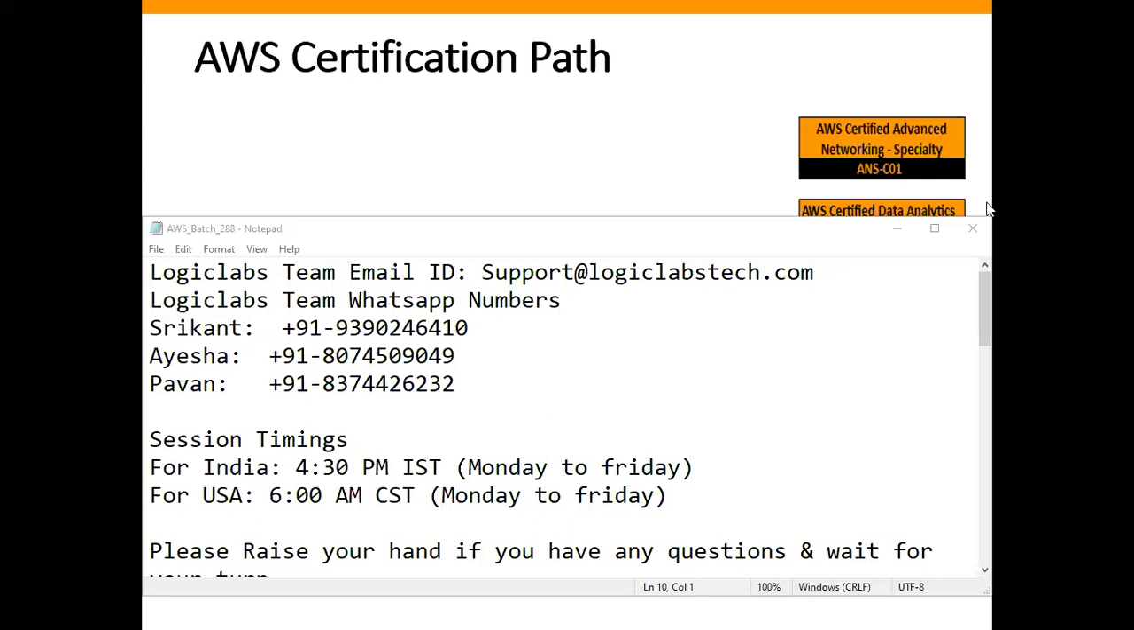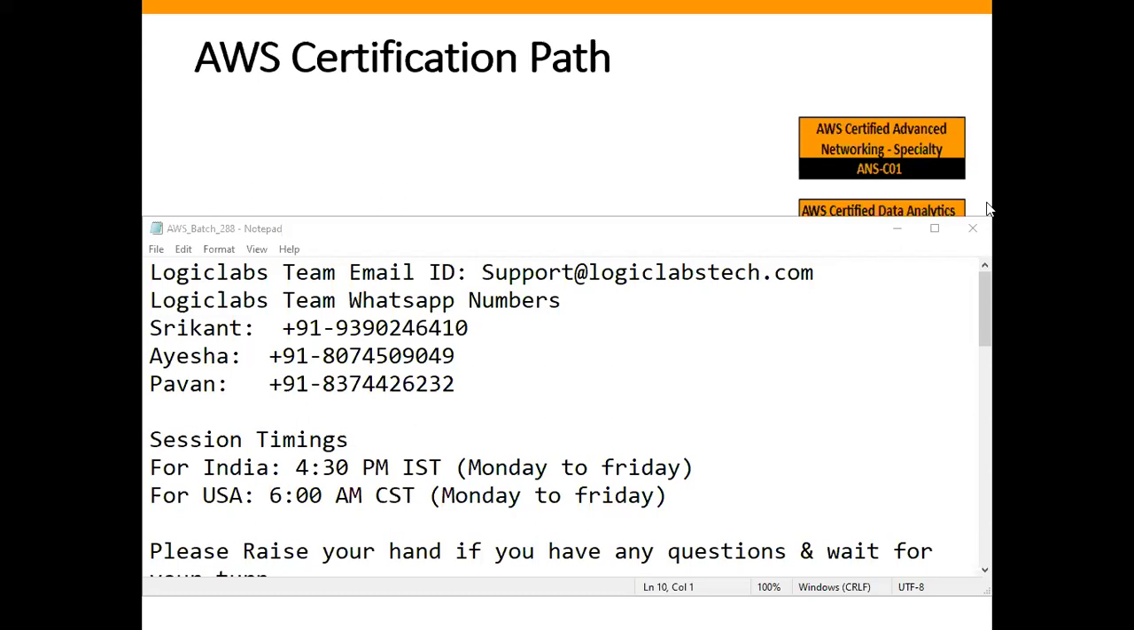Start with AWS Solution Architect. Then you can go with AWS DevOps. Okay, that's the best way. So for AWS DevOps, is there any experience required, like in AWS Architect?